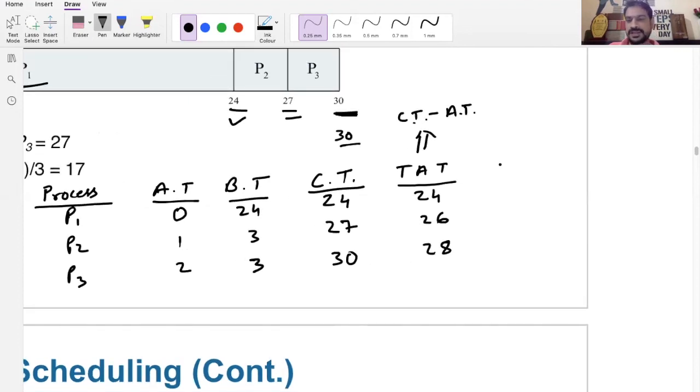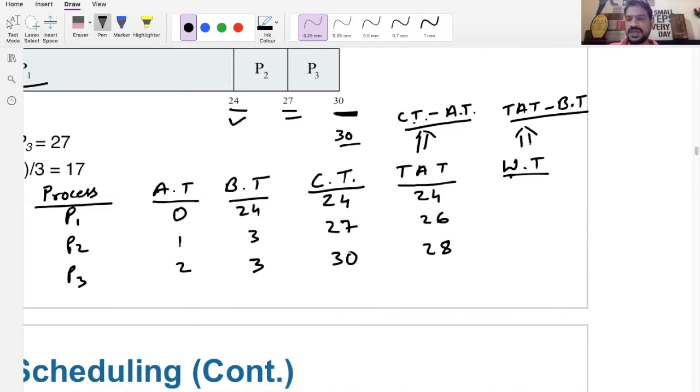This is how we calculate turnaround time for every process. Now come to another time duration, which is called waiting time. So what is the waiting time of process P1? Waiting time is how much time this process has spent in the ready queue. The formula for waiting time is turnaround time minus burst time.